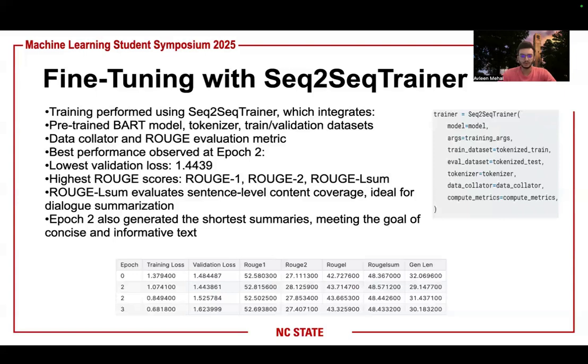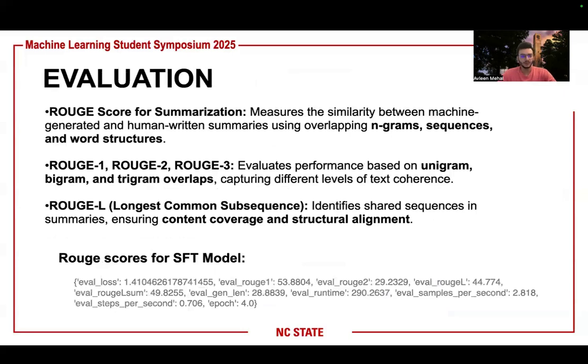In epoch 2 only, we see all the metrics like ROUGE-1 and ROUGE-2 have their highest values. The evaluation metric we are talking about, ROUGE, is a score for summarization. It measures the similarity between machine-generated and human-written summaries using overlapping words. ROUGE-1 means only one word is taken, and we see if it overlaps in the summary. Or ROUGE-2, ROUGE-3, based on the number n, we evaluate the performance on unigrams, bigrams, and so on. ROUGE-L is the longest common subsequence, which identifies the shared sequence in summaries, ensuring content coverage and structural alignment.